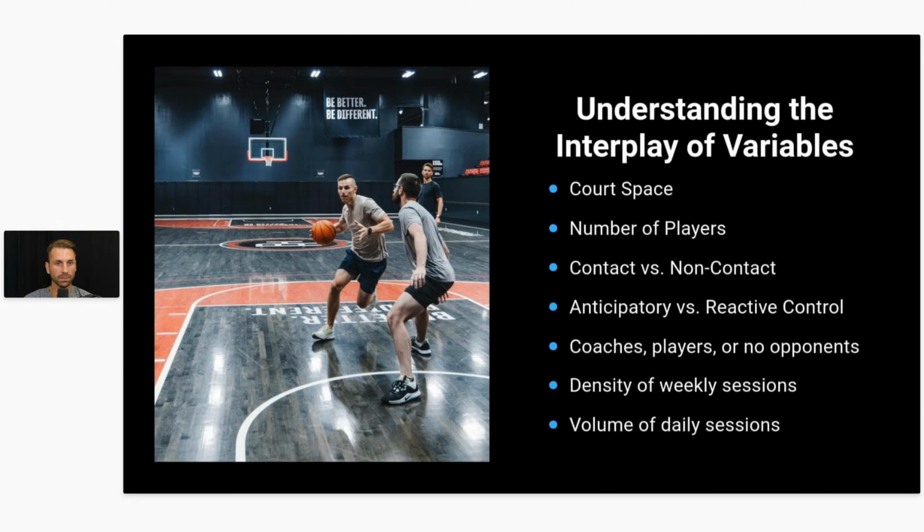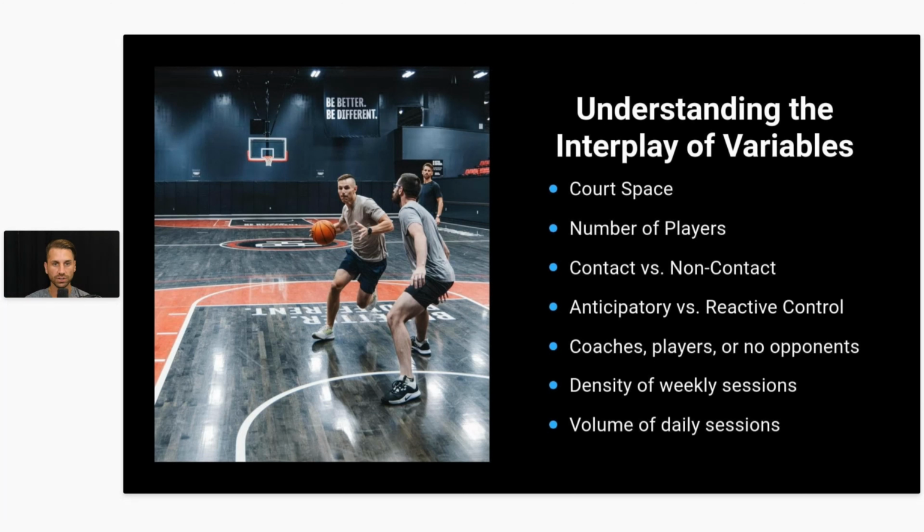Contact versus non-contact, pretty straightforward. Typically, we start non-contact to make sure the athlete or the player is ready to handle some non-contact, because contact is unpredictable, a little more chaotic. Non-contact is a little bit more controlled, a little more predictable. Anticipatory versus reactive control kind of goes hand in hand with contact versus non-contact.